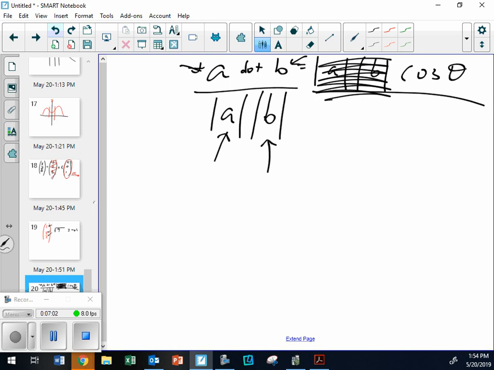Tell me why you'll never have an answer of 181 degrees. What's the biggest inverse cosine can be? Pi, which is what? 180. So you can't have a 181 degree angle. What do you mean? Like it's impossible to make two vectors with a 181? No, it's just then we'd start calling it a 179 because we go the other way. All right.